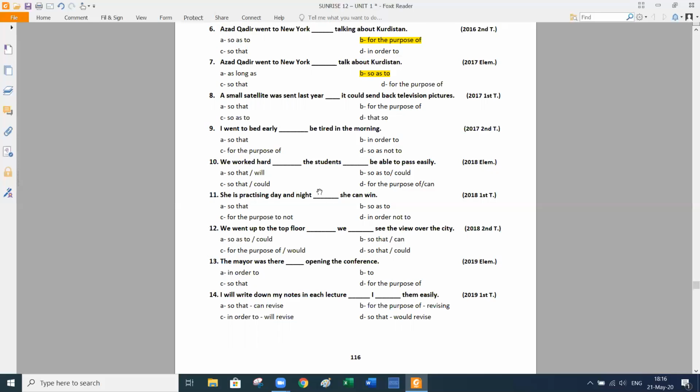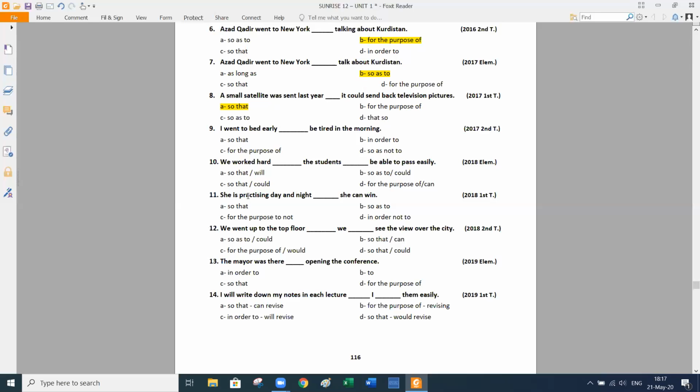Number 8, a small satellite was sent last year, blank. It could. Now you can see that in the sentence we have it, and we have a modal verb, and then a verb. It means one structure only is possible. So that. Okay? So that it could send back television pictures. We have it in choice A. So I mark it as the correct answer. For the purpose of is wrong, so as to is wrong, that so is wrong.